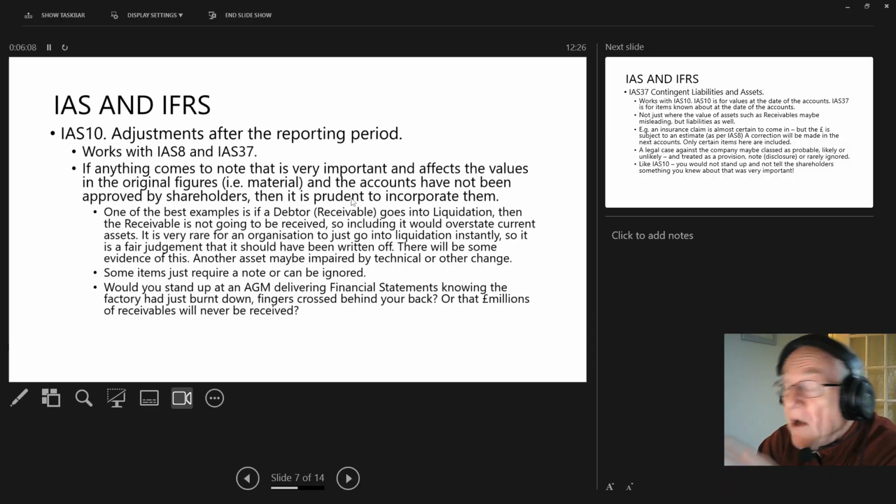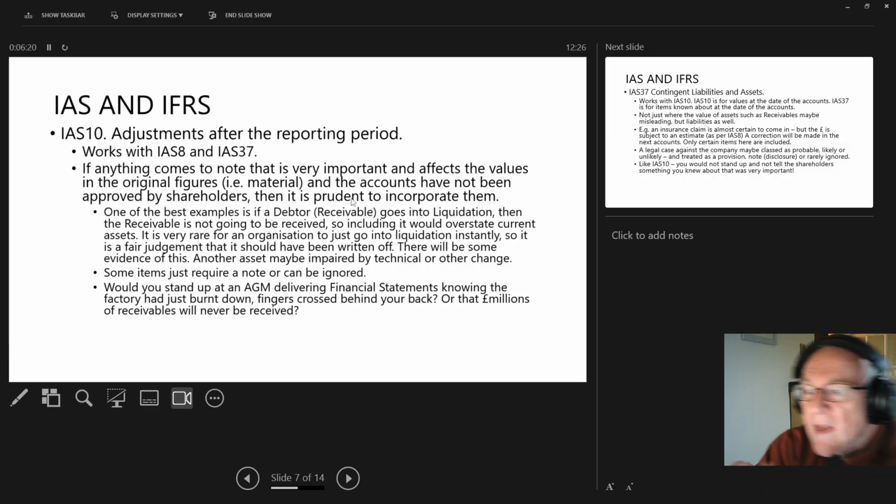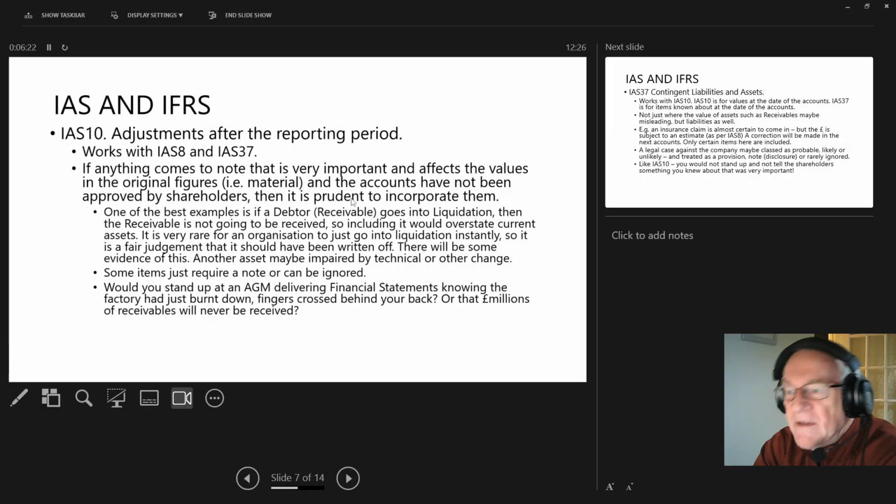Legal cases, or somebody else going into liquidation owing them lots of money. It was reasonable. It should have been written off before. We were never, ever going to get that money. We will, of course, have to have some evidence of this, notification from an administrator or liquidator.